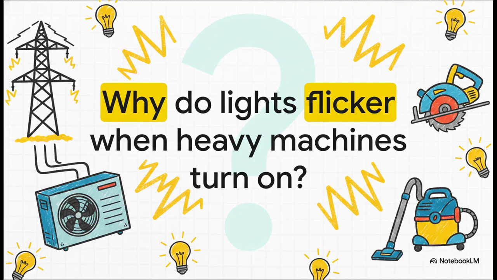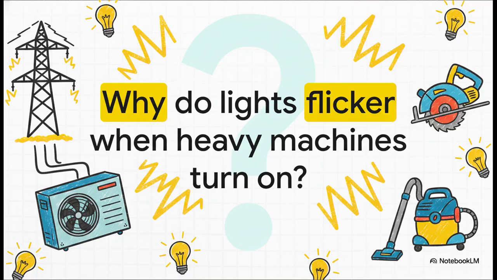Now, to hook right into why this actually matters to us, let's look at something you've probably experienced firsthand. You turn on a heavy machine, right? Maybe it's a massive AC unit, an industrial saw, or even just a really heavy-duty vacuum cleaner. And for a split second, the lights in the room dim and flicker. We've all seen it. But why does that happen?